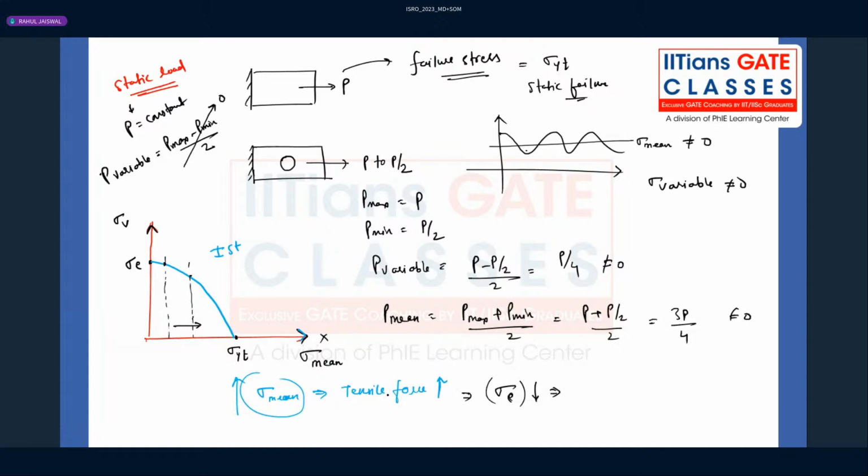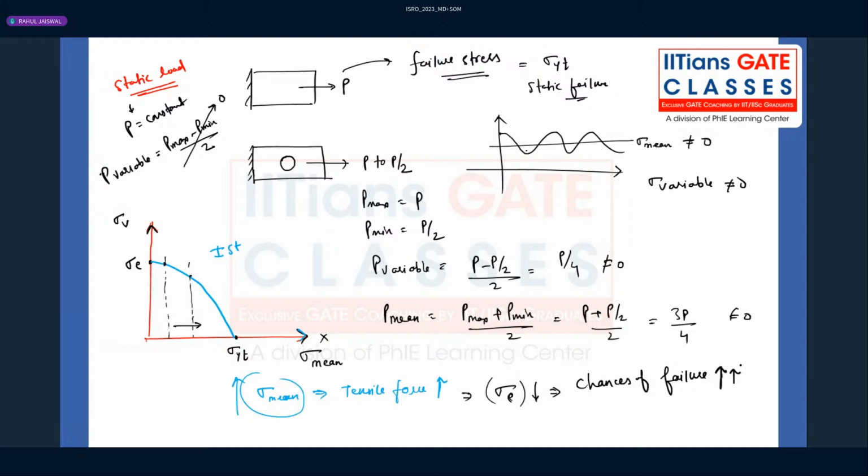Always remember, endurance strength should be very, very high, right? When the endurance strength is decreasing, that means within a fraction of a second, a small amount of dynamic load will make it fail, right? So chances of failure will also increase.